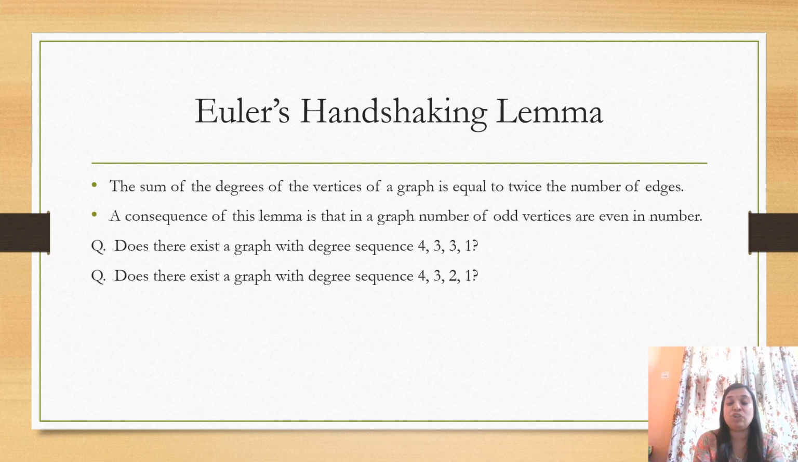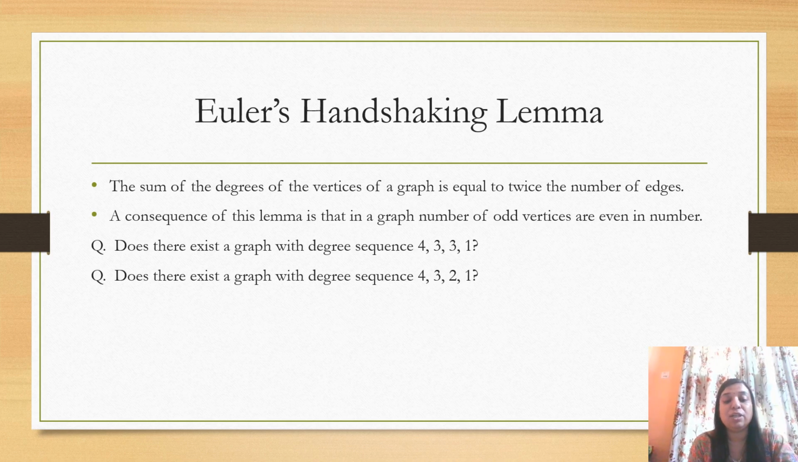We just proved the handshaking lemma that this number should be equal to twice the number of edges, and the number of edges cannot be a fraction. So that means this graph is not possible. So a graph with degree sequence 4, 3, 3, 1 is not possible, because we will have 3 odd vertices here, and in a graph we can only have an even number of odd vertices. We just proved this using a corollary of Euler's handshaking lemma, right?